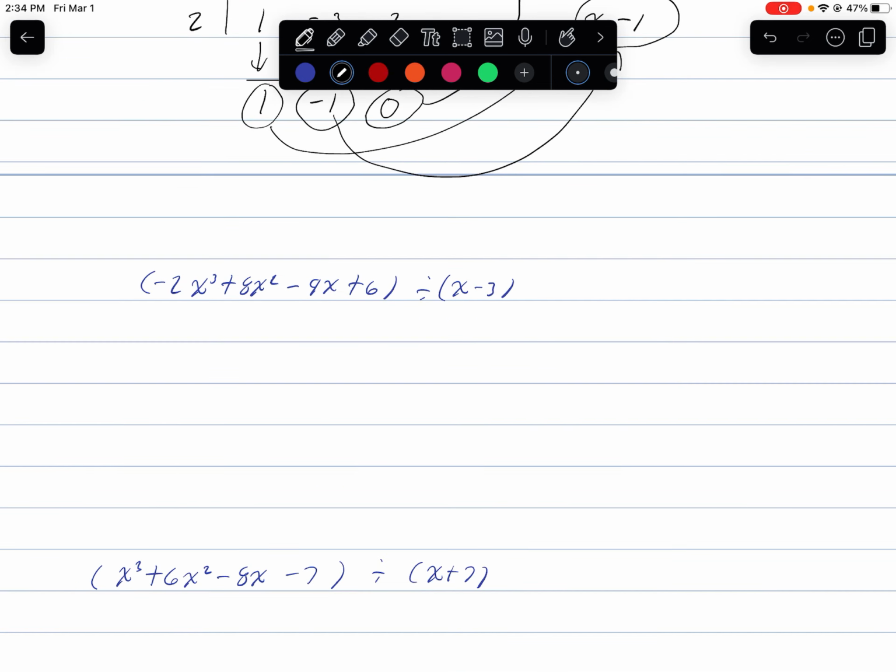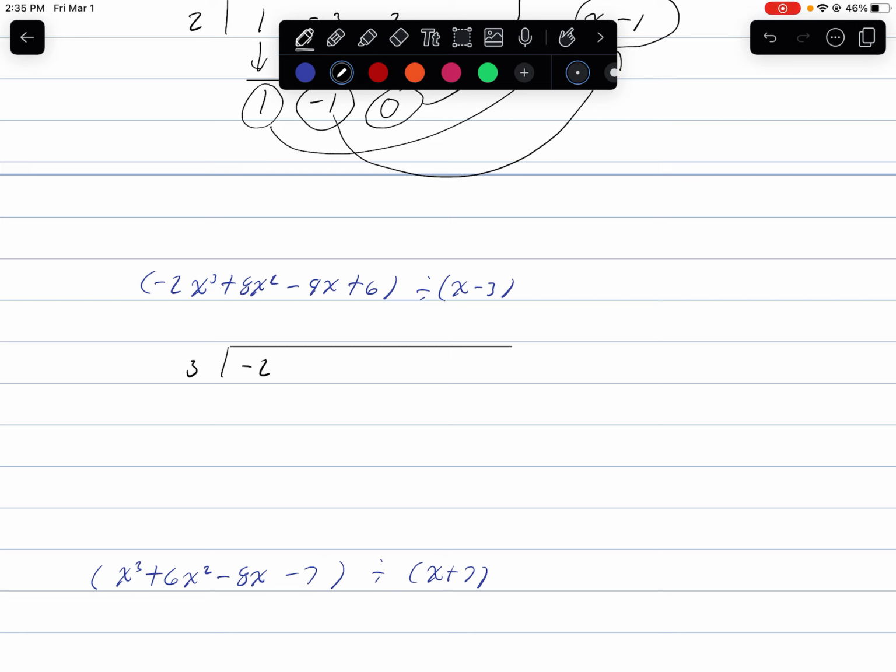Here we have negative 2x to the third plus 8x squared minus 9x plus 6 divided by x minus 3. So let's set this up in the synthetic division format. The first thing we do is make sure we have something of the form x minus r. So x minus 3, that's good. We're good to go, okay? So we're going to put 3 right here. And now we're going to put all of our coefficients down.